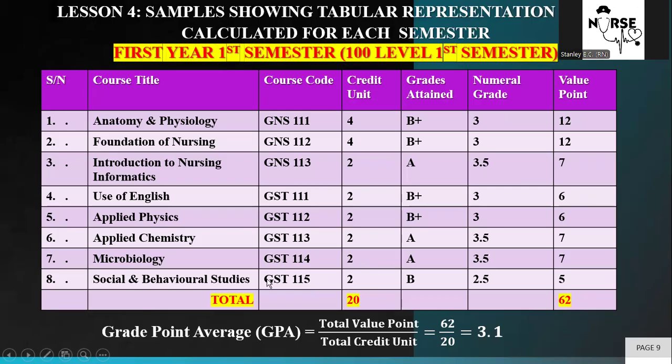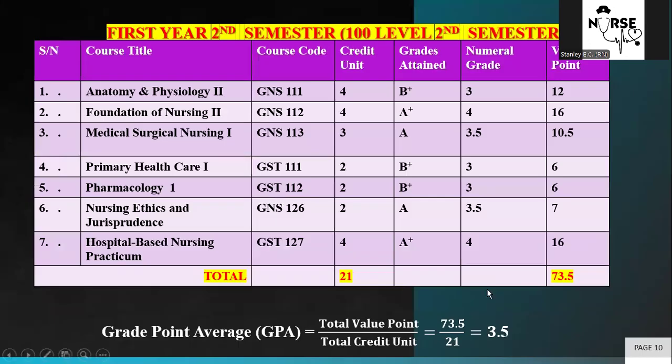If you want to get your GPA, take note. Okay, let me go back. Your GPA for that semester is total value points over total credit units. You can see it below here where the mouse is rotating. Total value points divided by total credit units equals 73.5 divided by 21, which will give you 3.5. So this student got 3.5 as the GPA.